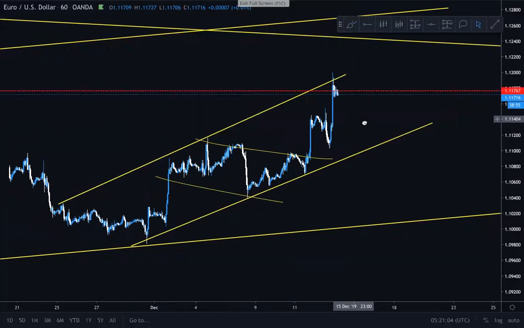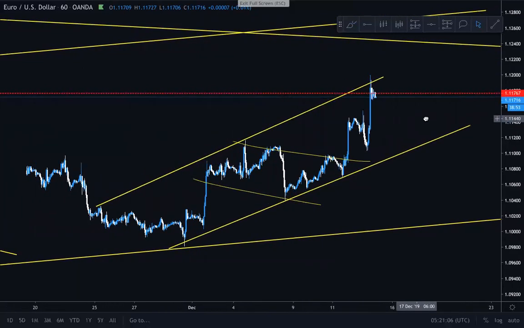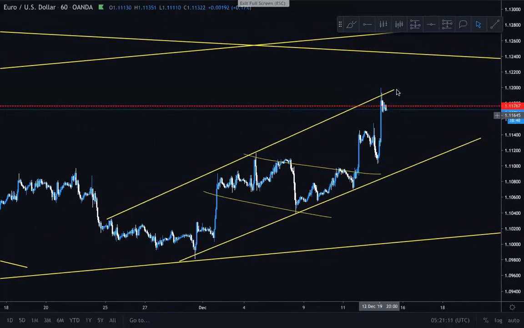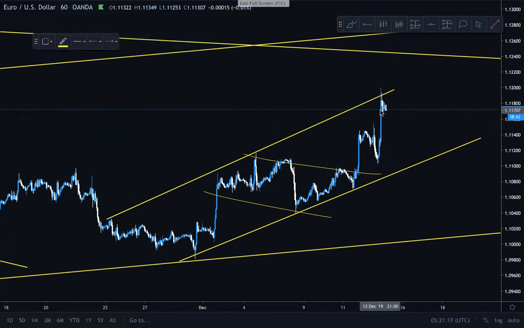We can see that we not only got the third touch of this channel on the 4 hour and 1 hour, we also got a break above the double top and then a break back below, right? And it appears that we are forming our first tight correction after this break below.